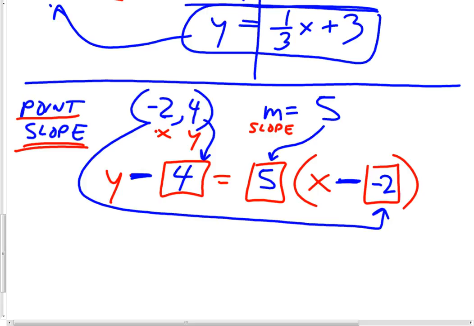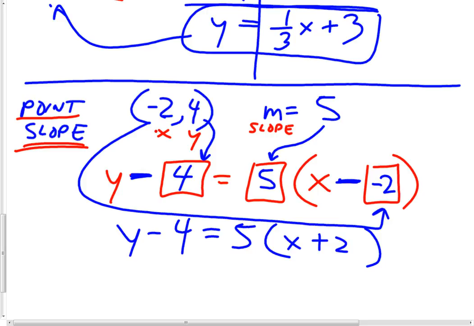Why not? This y minus 4 looks good. This 5 looks good, but what's going to show up in the parentheses? x plus 2. If you have a negative being subtracted, change it to addition. That is more likely to show up on a multiple choice test than on your SOL test. That is considered point slope. You don't have to do the distributive property. That's considered point slope form.